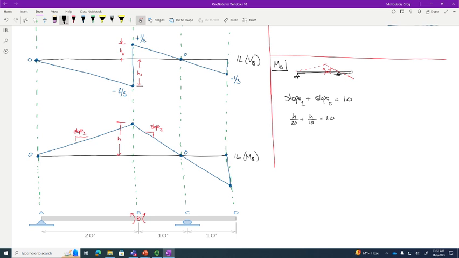Now this starts to go back to Math 127. So what we'll do is we'll say, you can do this however you want, 10H over 200 plus 20H over 200 equals 1.